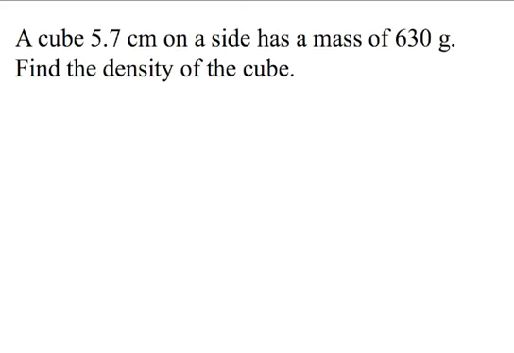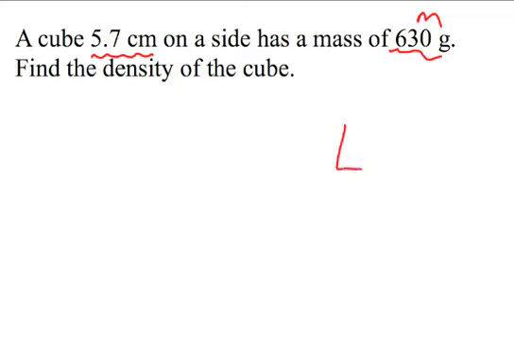Okay, problem 2 is a bit more tricky. It says that a cube 5.7 centimeters on a side has a mass of 630 grams, and we need to find the density of the cube. So if we look at our units here, we have centimeters, but that's a length, that's not a volume. And we have 630 grams, which I know is my mass, so I'm going to write an M on top. But they give us another clue here.